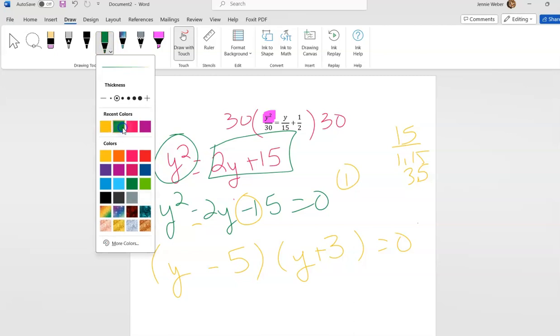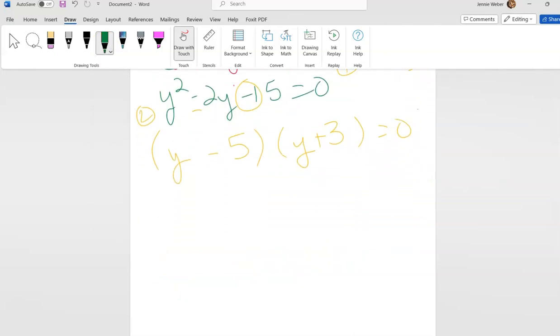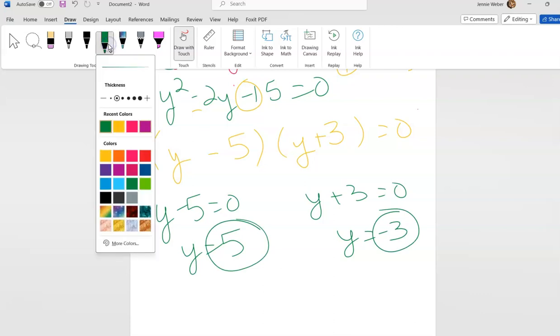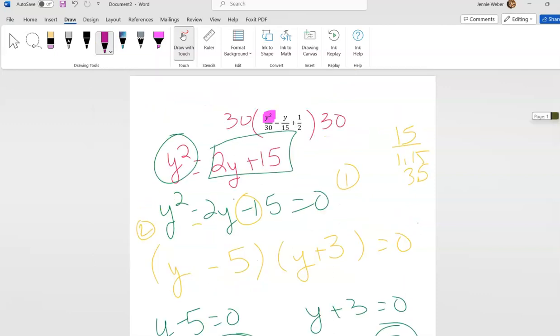Okay. Now I'm going to set both using my zero factor property equal to 0. And then I'm going to solve each one. So then my two solutions are 5 and negative 3. I can, of course, go back and check, and I could even, if I wanted to, go all the way back up here and check in my original equation.